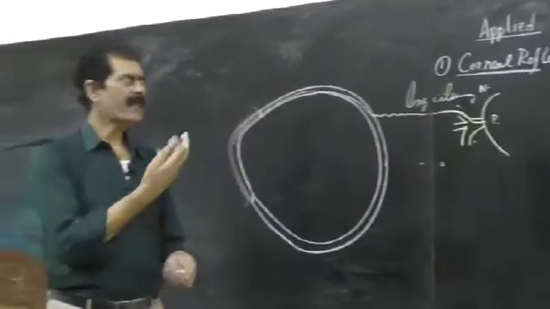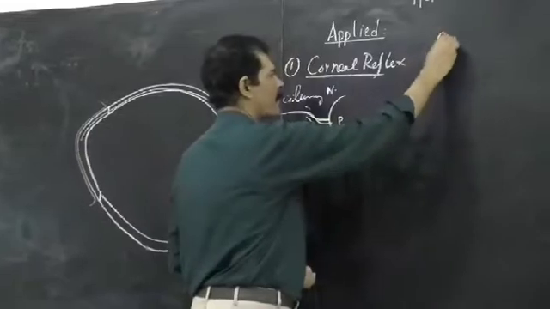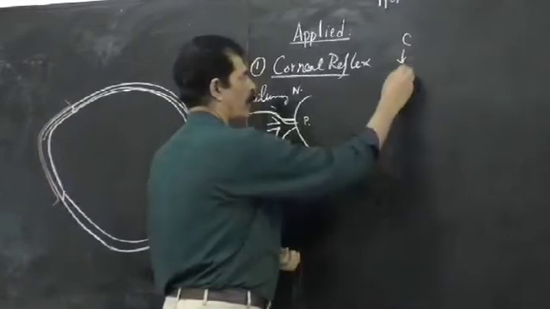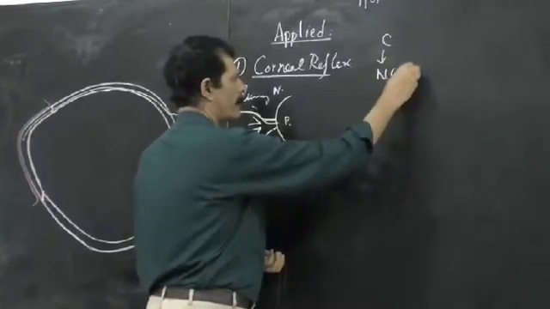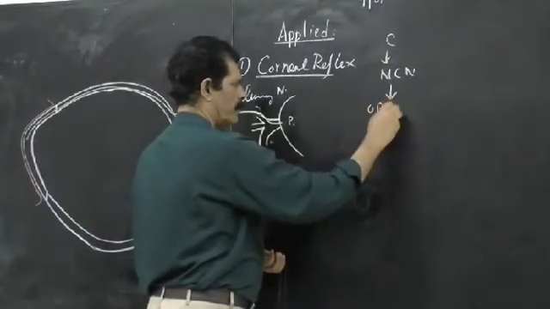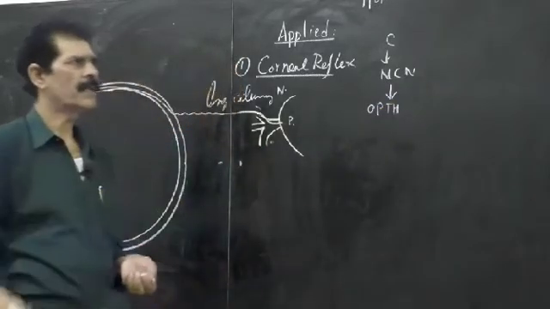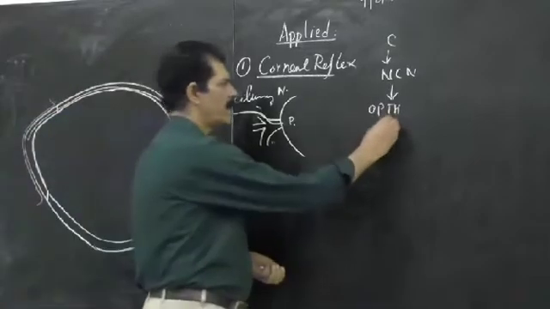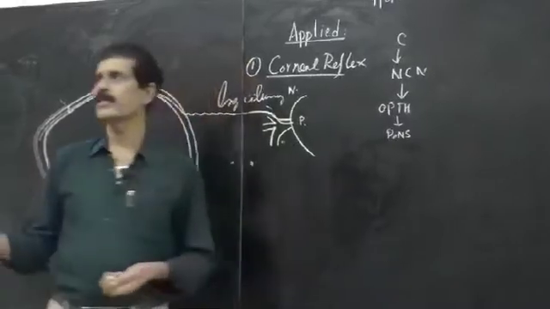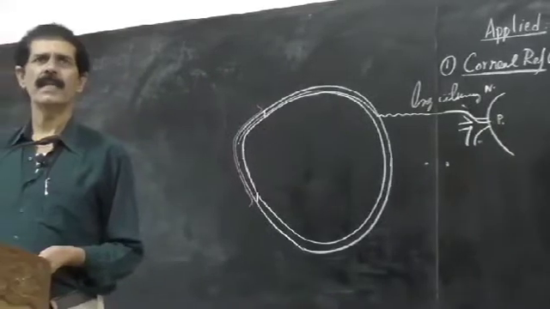And what are the afferent impulses? Afferent impulses, they are from the cornea, from cornea to the nasociliary nerve to the ophthalmic division. And ophthalmic division goes to the pons, the part of the brain stem. So how the painful procedure reaches the brain. When something reaches the brain, we know it. So that is the afferent pathway.